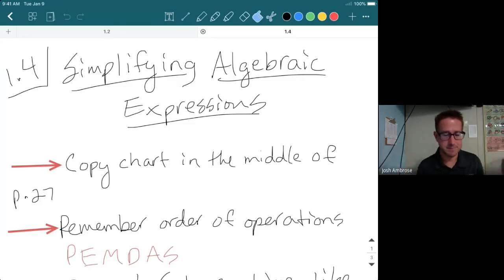Algebra 2. All right, guys, here we go again. We are jumping into section 4 today. We are simplifying algebraic expressions. If we could just take a tiny little bit of a pause here.